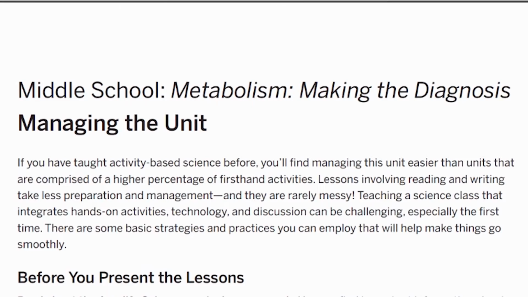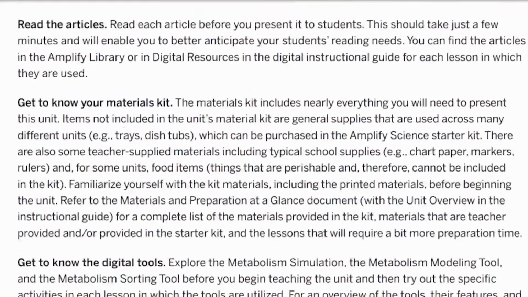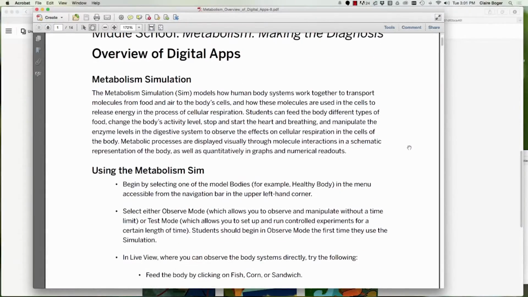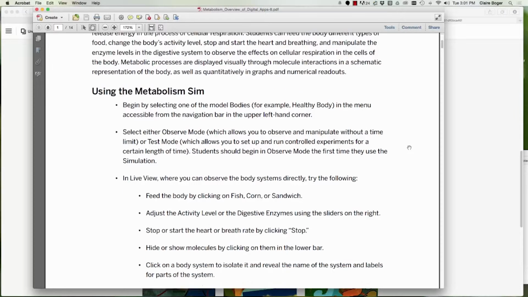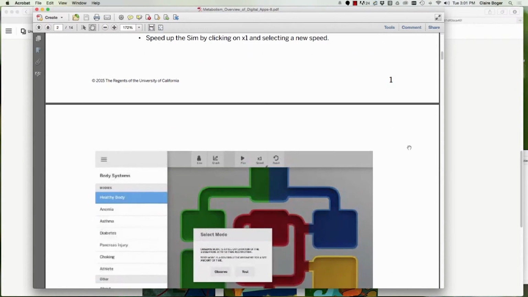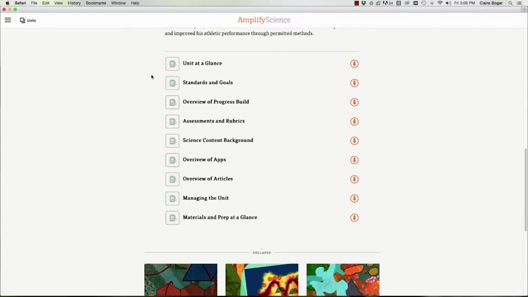This is the Managing the Unit document. It offers specific strategies and practices which you can use to help your lessons run smoothly. This is the overview of the digital tools in this unit document. It provides information about each digital tool used in the unit, and it also tells you how to use each one. One of the tools introduced in this unit is the metabolism simulation. Students will be using this simulation for the very first time in Lesson 1.2. Let's take a quick look at it.